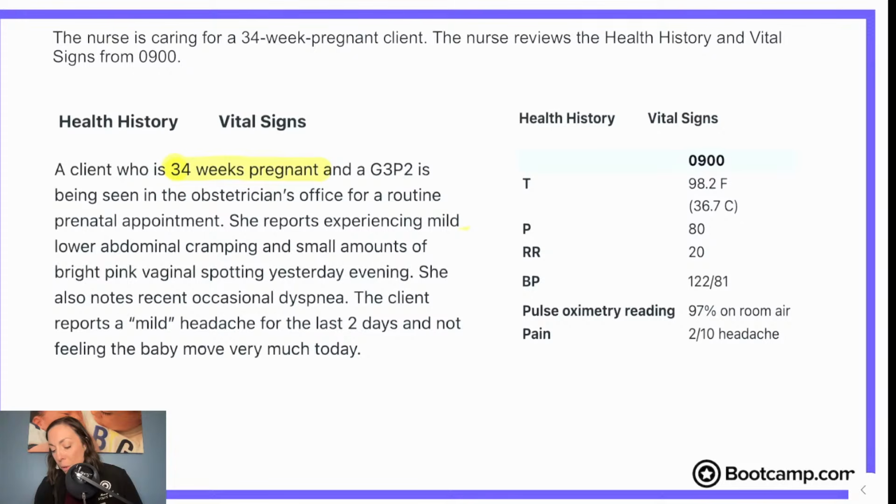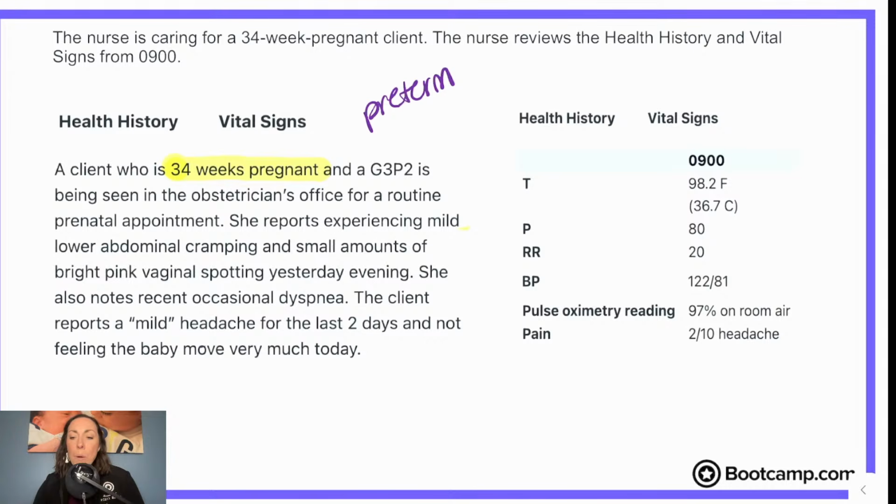Great. Okay, so our 34 weeks pregnant, we know she's preterm. So we don't really want to have a baby yet. We see that she is experiencing mild lower abdominal cramping and small amounts of bright pink vaginal spotting. What do you guys think of that? About that? Mild lower cramping, what could that be? Awesome. Everyone's agreeing that the preterm is a concern.